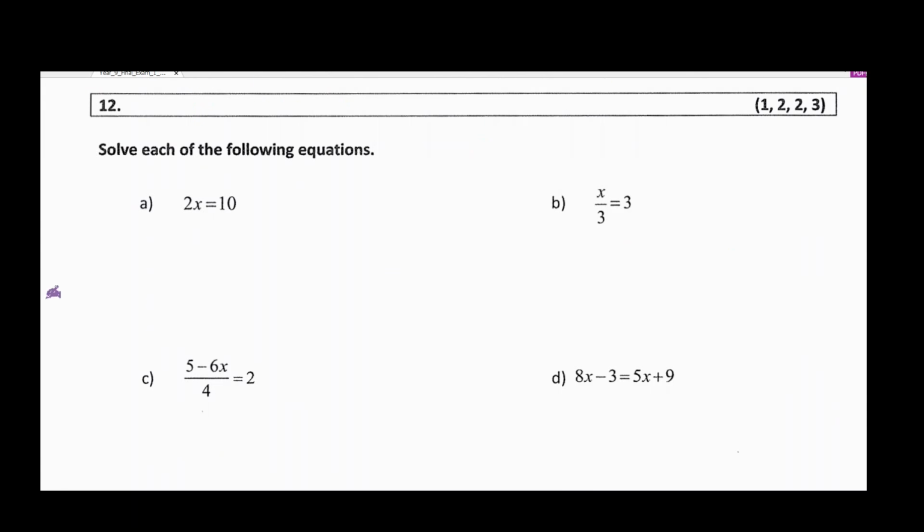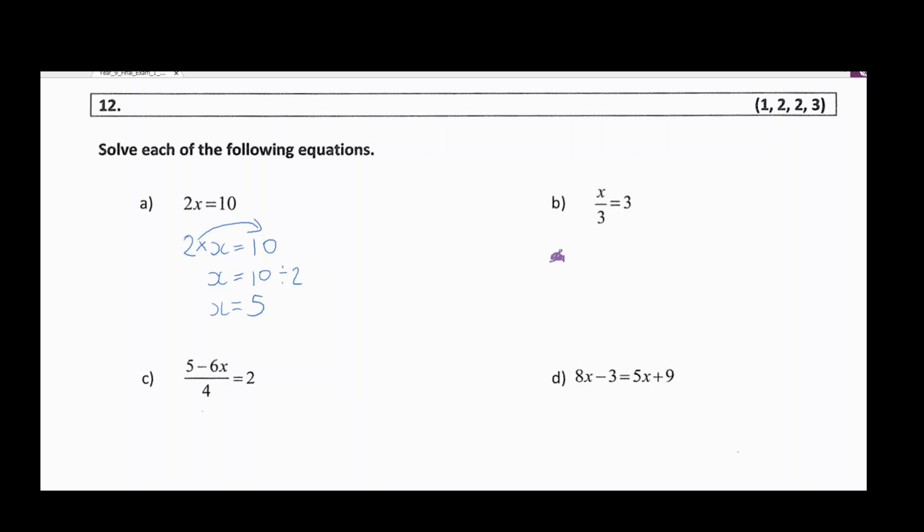Solve each of the following equations. 2x equals 10. You change the side, change the sign. So this is the same as 2 times by x, 2 times by x equals 10. To change the side, change the sign, we need to divide by 2. So this 2 goes to the other side, becomes 10 divided by 2, x equals 5.